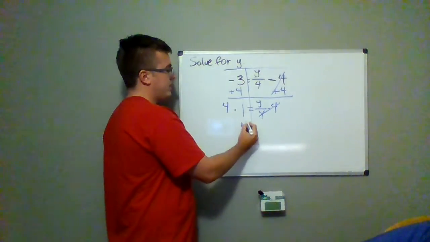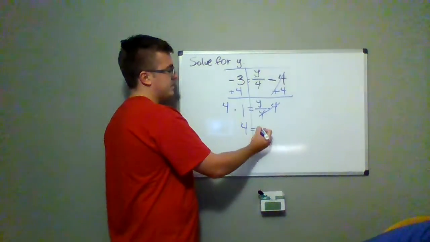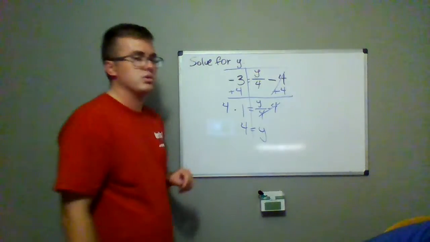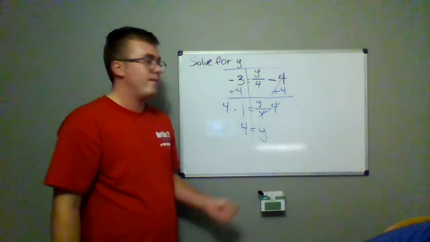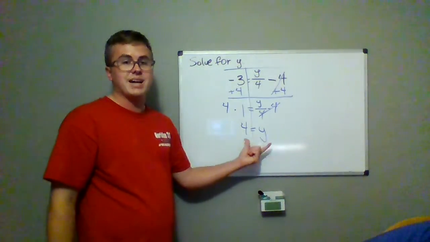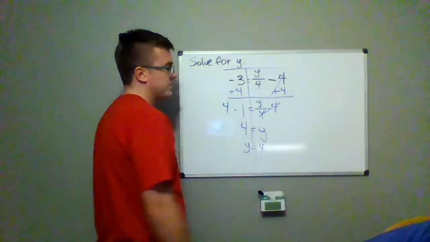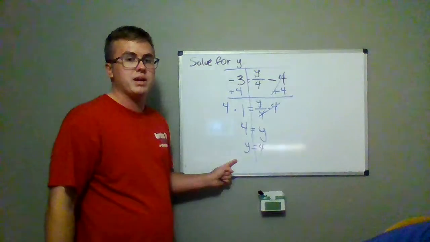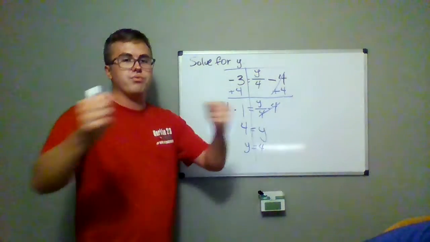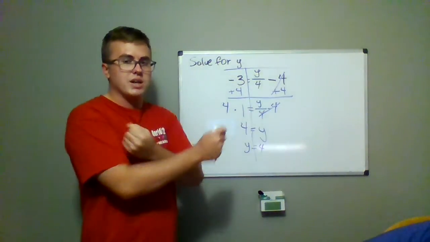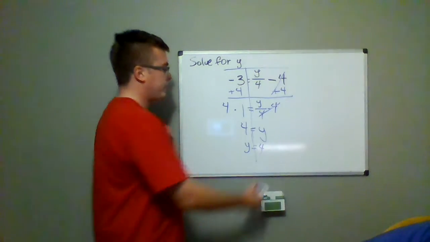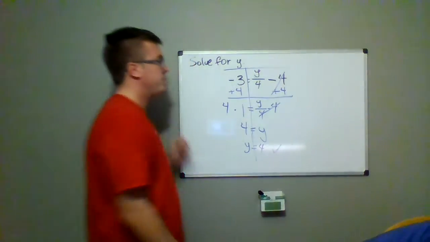4 times 1 is 4, and we're just left with y. So y equals 4. It's okay that it's on the right side, and if you want to, you could even flip it. You could say y equals 4. Those are the same statement, because with an equal sign, you can flip the whole side if you want to. So y equals 4, that is my final answer.